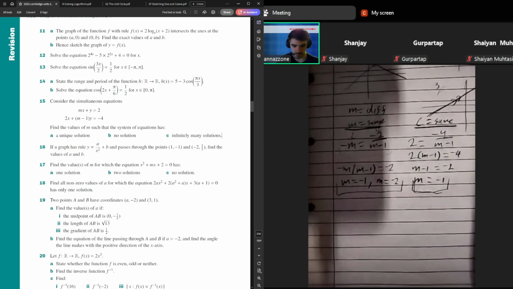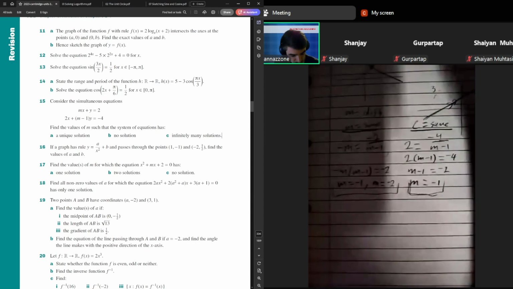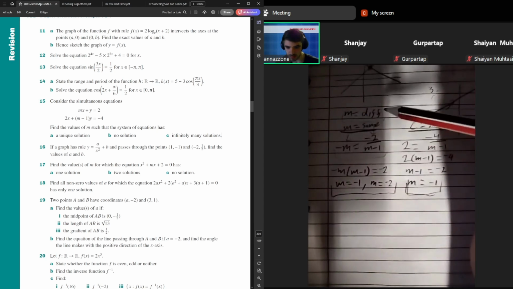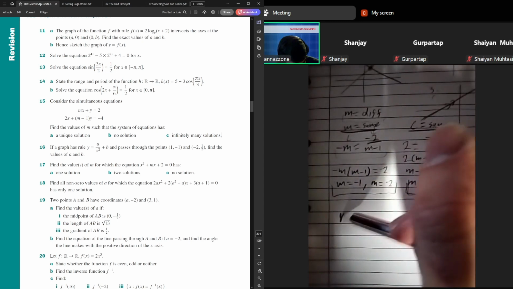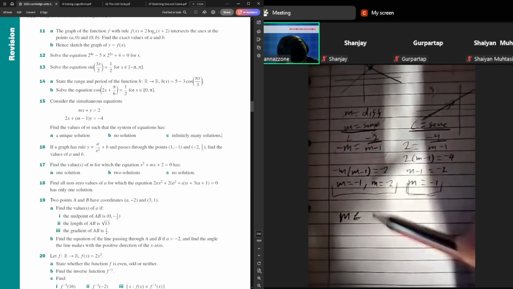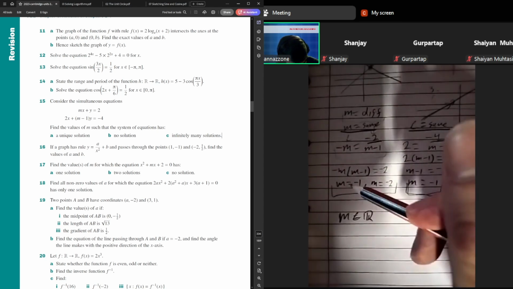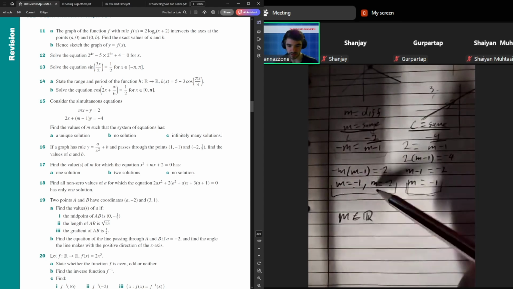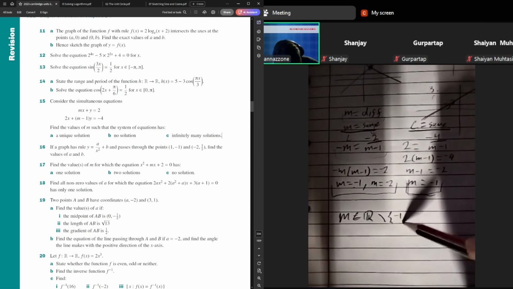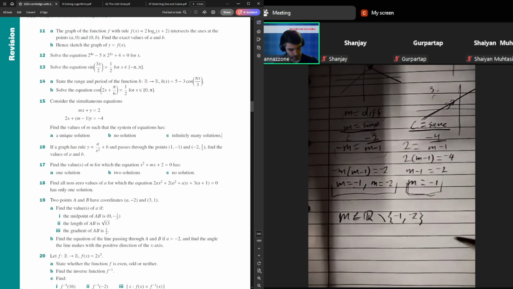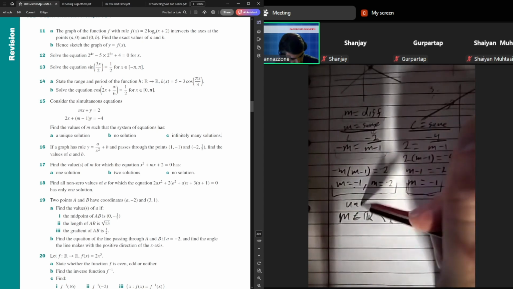So, if you want to have unique solutions, all you care about is that gradients are different. So, the answer for unique solutions is going to be m is an element of all real numbers, excluding those, because this is where they're the same. If you want them different, you exclude those: minus 1, minus 2. So that's for unique.